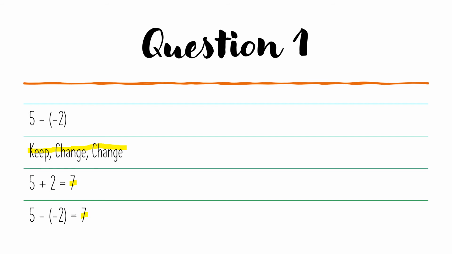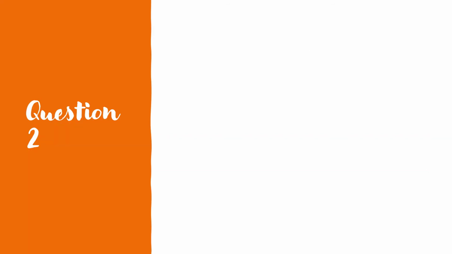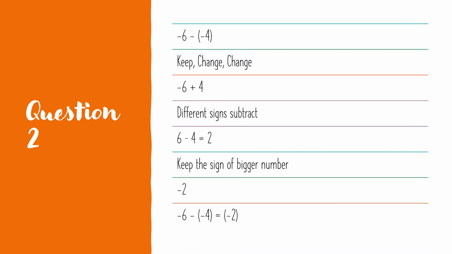And that's the answer. Now question 2. Negative 6 minus negative 4. So you have to keep, change. So negative 6 plus 4. Different signs subtract. So 6 minus 4 equals 2. Then you have to keep the sign of bigger number. So you'll get negative 2. So negative 6 minus negative 4 equals negative 2.